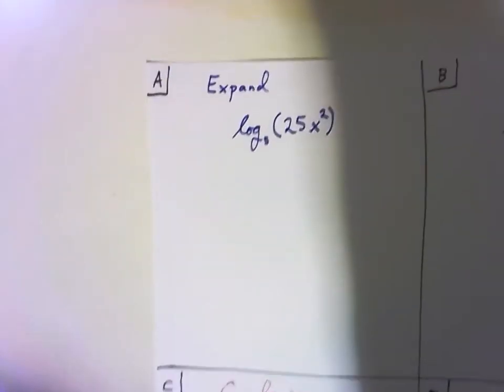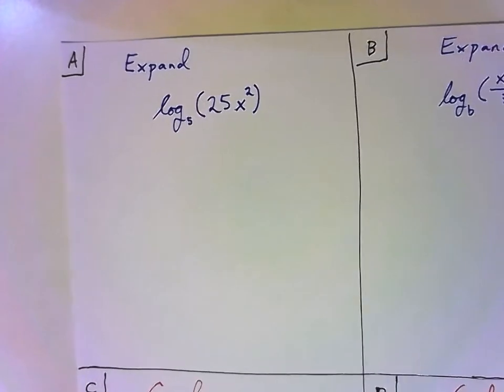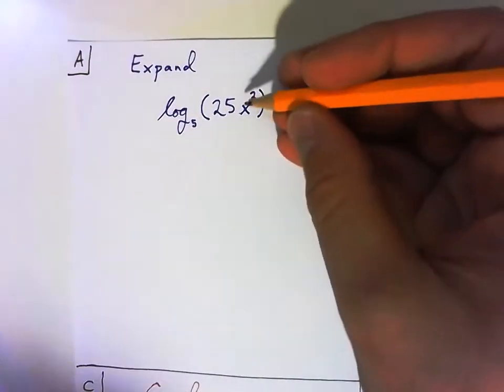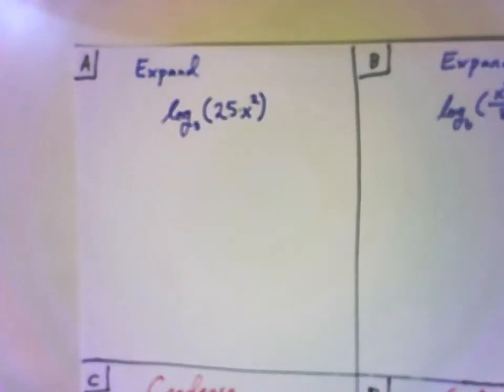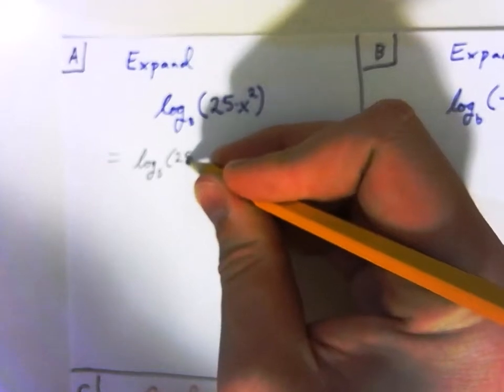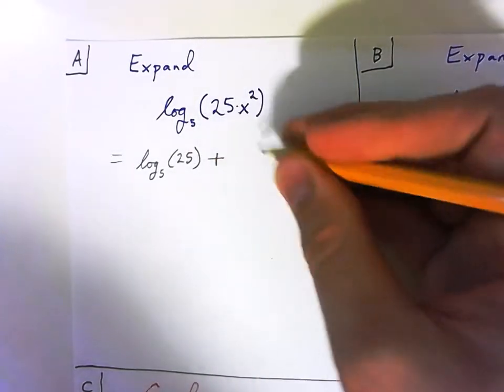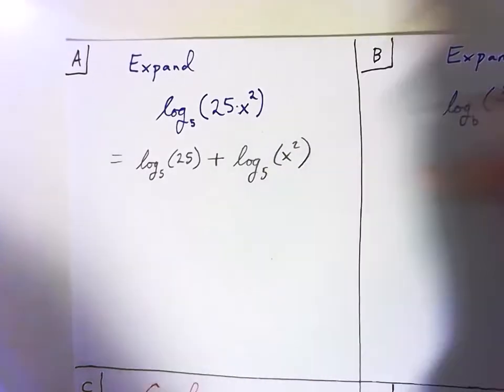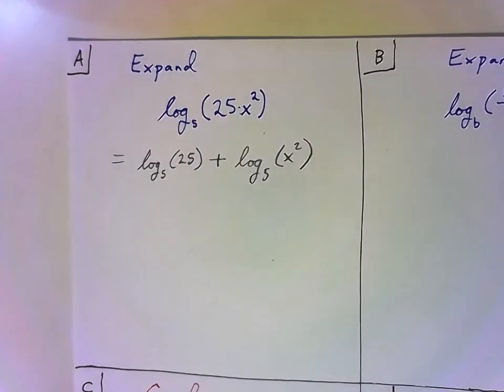So example A, we want to expand this. Expand means separate everything out as much as we can. So remember, everything in here is being multiplied together. That's a 25 times x squared, right? So we can separate it out into log base 5 of 25 plus log base 5 of x squared. That is the product property.